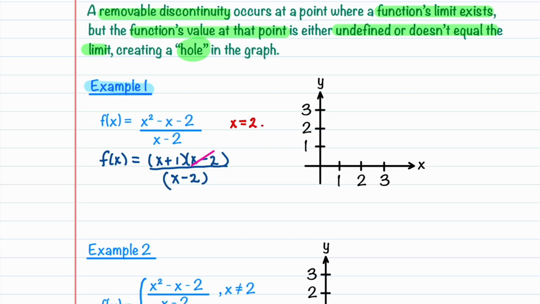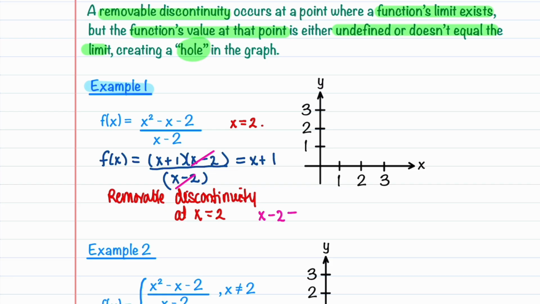Notice that the x minus 2 on top is going to cancel out with the x minus 2 on the bottom, and this function can be written as x plus 1. Because we factored out an x minus 2 from the denominator, we can say that our function has a removable discontinuity at x is equal to 2. And we get that x is equal to 2 by just setting x minus 2 equal to 0, and we get x is equal to 2.